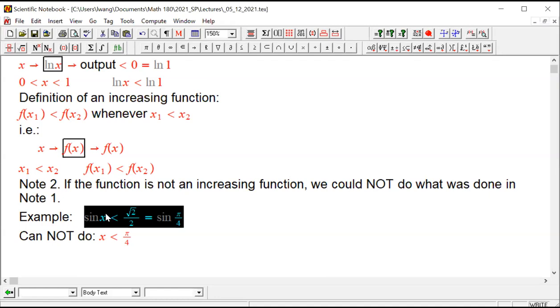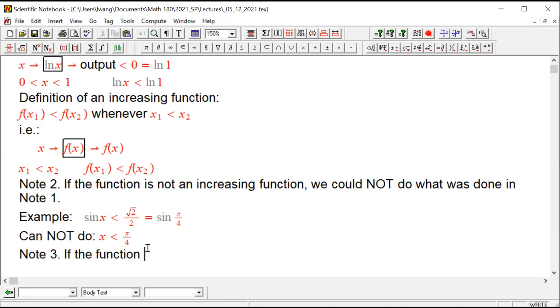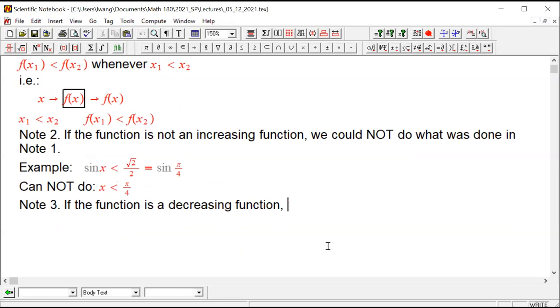Okay, note number 3. If the function is a decreasing function, then you have to do the opposite. Okay, we have to do the opposite. So in note number 3, do we have an example of a decreasing function? Of course we do.